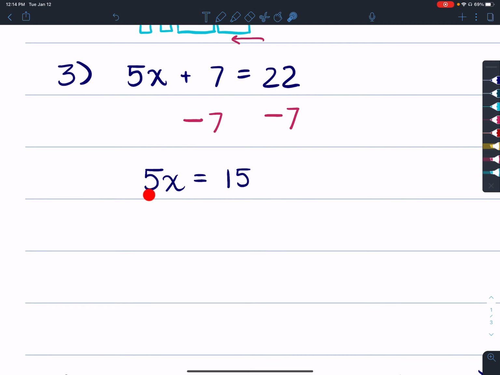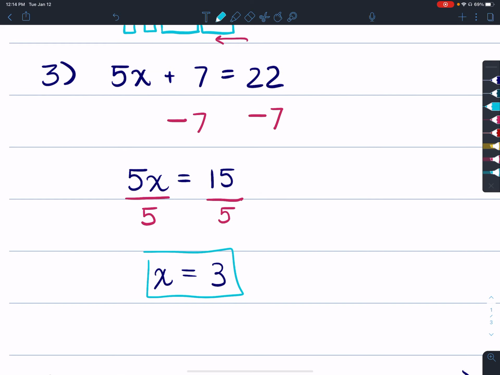Now I have 5 times x equals 15. And the opposite operation to multiplication is division. So now we are going to be dividing by 5 to undo that multiplication. And we get x equals 3. And that is the answer for this example.